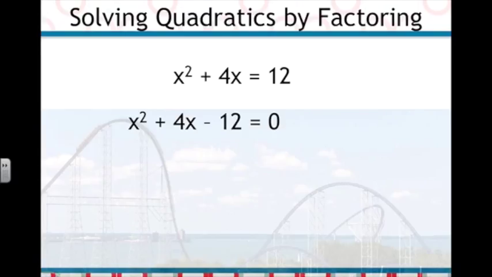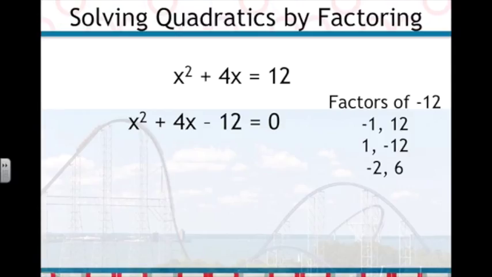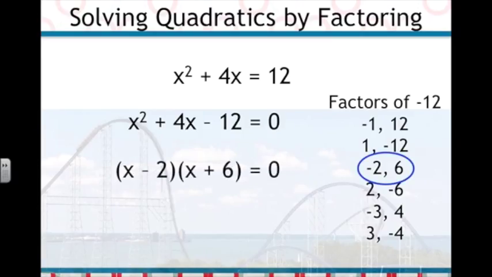Next, we need to factor this trinomial. Remember that a trinomial will factor into two binomials, but we need to find factors of the constant term that add up to the coefficient of the middle term. In this case, we need to find factors of negative 12. Negative 1 and 12, 1 and negative 12, negative 2 and 6, 2 and negative 6, negative 3 and 4, or 3 and negative 4. We want the pair of factors that will add up to plus 4, so we'll use negative 2 and positive 6, and our equation is now x minus 2 times x plus 6 equals 0.